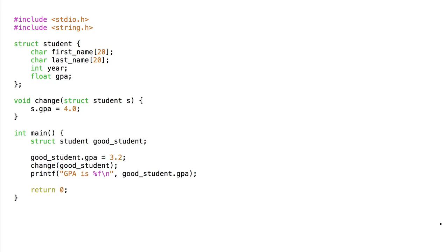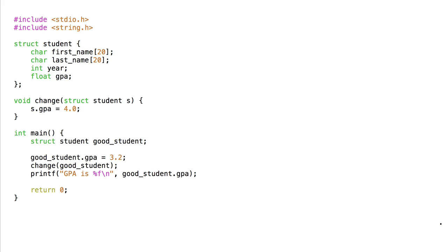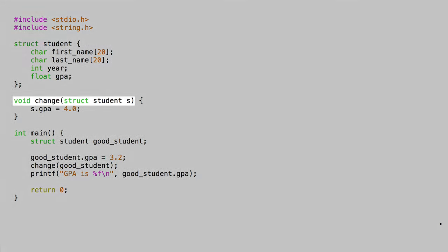Here is a program that is very similar to our previous example. This program uses the same struct student as we used in the previous video, with the first name, last name, year, and GPA. We are defining the struct globally, outside of any function, so that it is available in all functions in the file. Unlike our previous example, the function in this program takes a struct rather than an array.